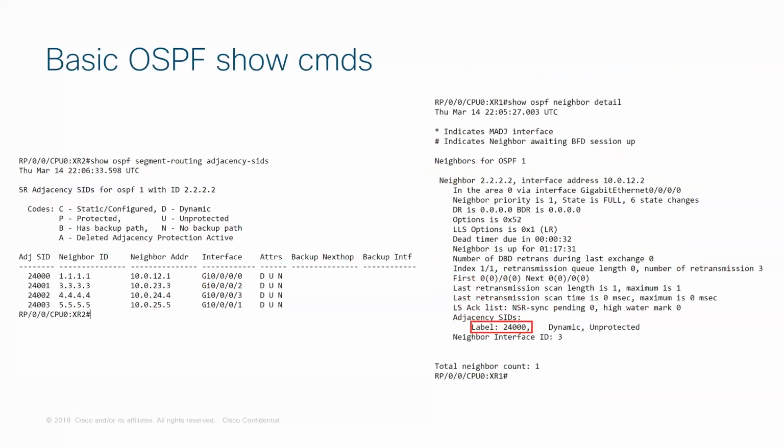Another thing to note is most of the service providers run ISIS. So segment routing development for ISIS is far ahead of segment routing development for OSPF. Eventually OSPF is catching up, but it's always a few releases behind ISIS for segment routing. So if you want to do the latest and greatest, always use ISIS. OSPF neighbor detail will again give you the adjacency SID per neighbor.